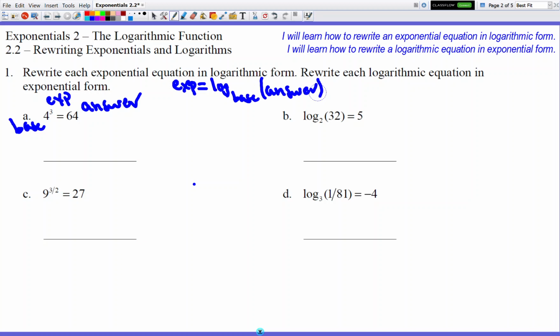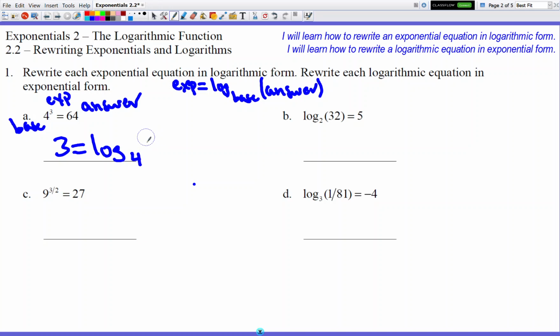What do we call exponent again? 3. So when I go from exponent form to log form, what number is sitting in the spot called exponent? A 3 is, so I put a 3. Then I put equals. Then I write the word log, and then I see the word base next. This is the one where I write the number tiny. What number is sitting in the spot called base? Let's look at the original problem. 4 is, so I put a 4 right there.